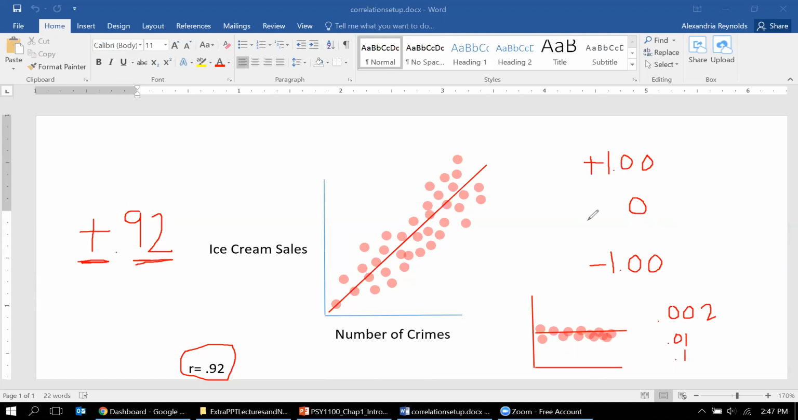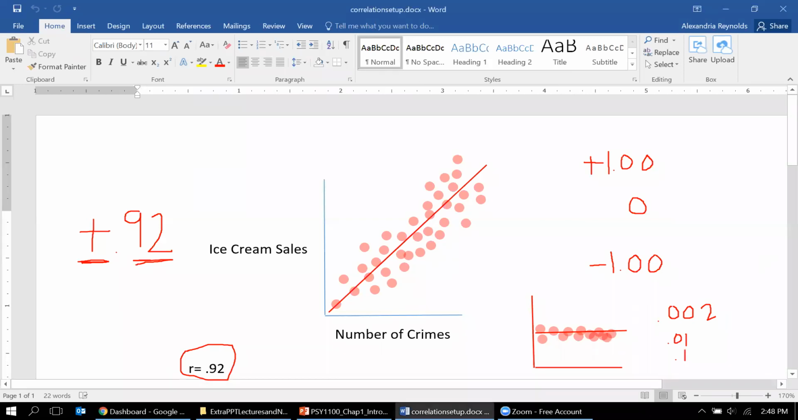Now, the strength does not matter in terms of the sign. So if we have a relationship that's -1, -1 and +1 have the exact same strength. So if I asked you which one's stronger, a correlation of +1 or a correlation of -1, the answer is they're the same. If we look at this R of 0.92, and if I have a relationship that's -0.92, and I ask you which one's stronger, you would say they are the same strength. They have different directions, but they have the same strength.